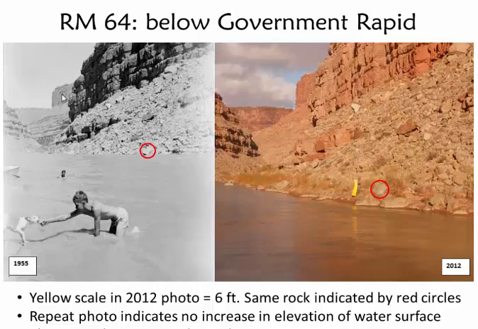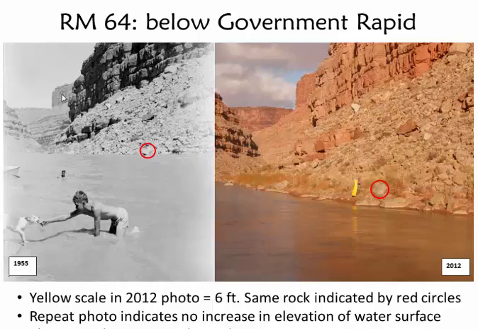So let's look at some pictures. Here's the first one. This is just below Government Rapid. The picture on the left, 1955, is from a series of photos taken for a thing called Disney Boys, where they take these kids on fun adventures and take movies of them. So there they are, playing in the river. And then in 2012, there's Logan standing there with a 6-foot-long yellow Paco pad for scale.